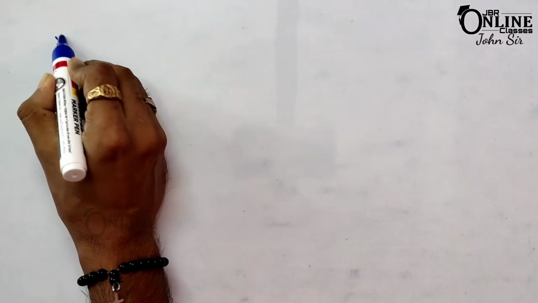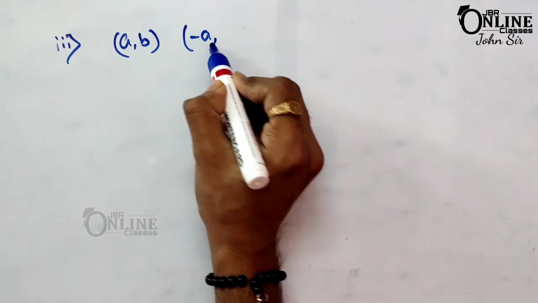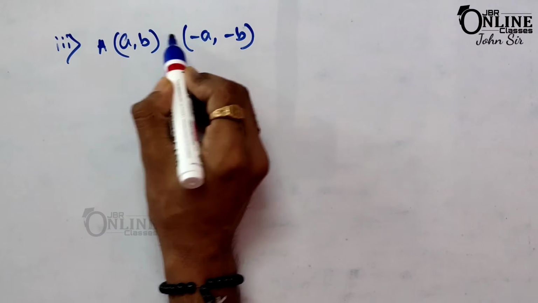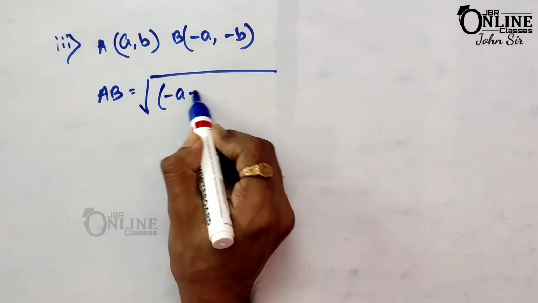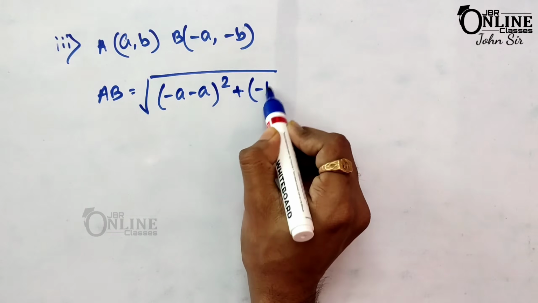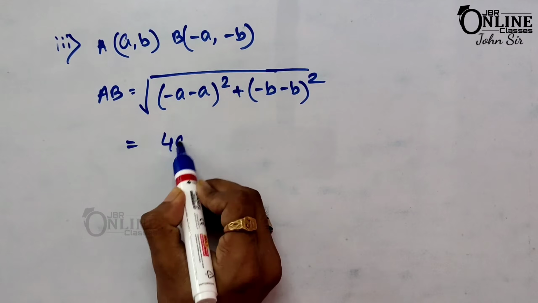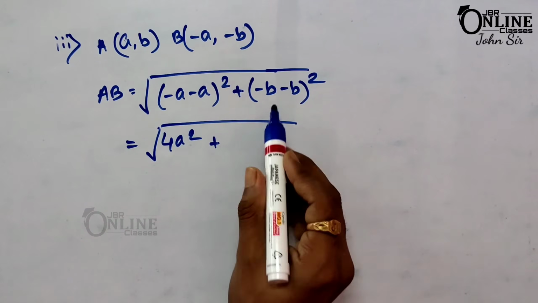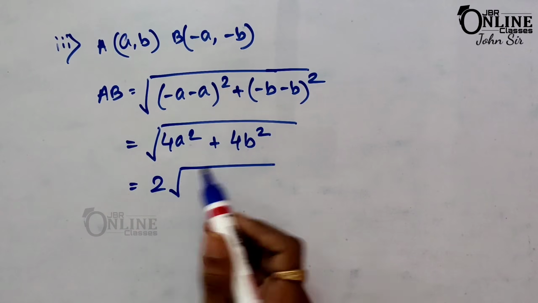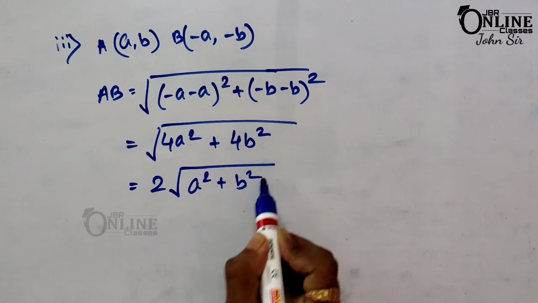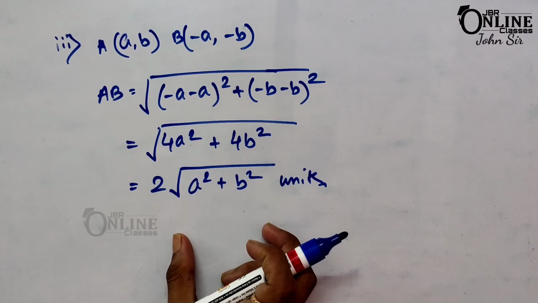Now the third one, number 3. Here the 2 points are (a, b) and the second one is (minus a, minus b). If the first one is A, the second one is B, then AB equals the square root of (minus 2a) whole square and (minus 2b) whole square. So it will be 4a square, and here 4b square. If 4 is common, it becomes 2 outside, and that equals the root of a square plus b square. So this is your answer.